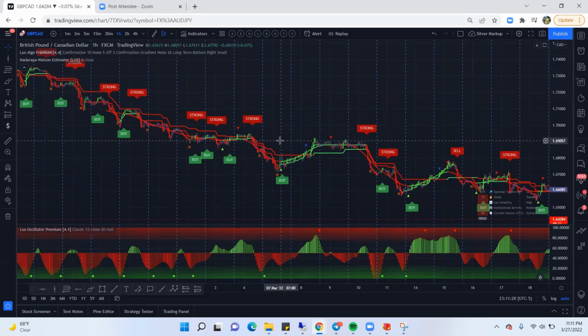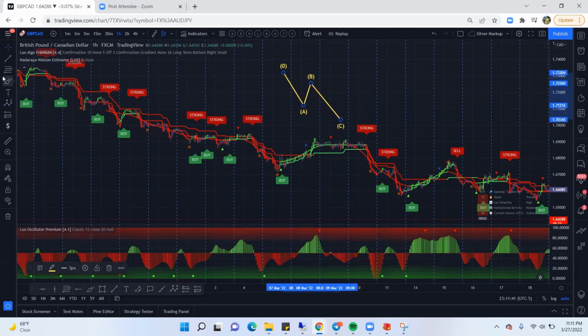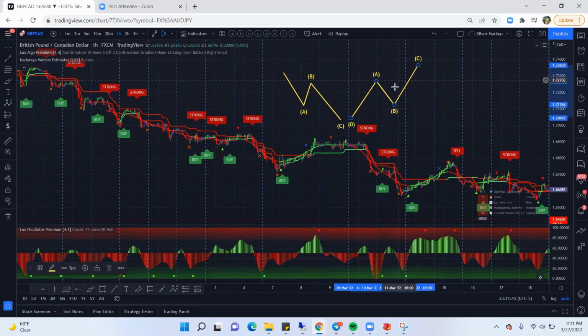Then the way you want to trade is you want to trade using market structure methods. So what I mean by that with market structure is on uptrends, you're looking for higher lows and higher highs. Downtrend, you're looking for lower lows and lower highs.